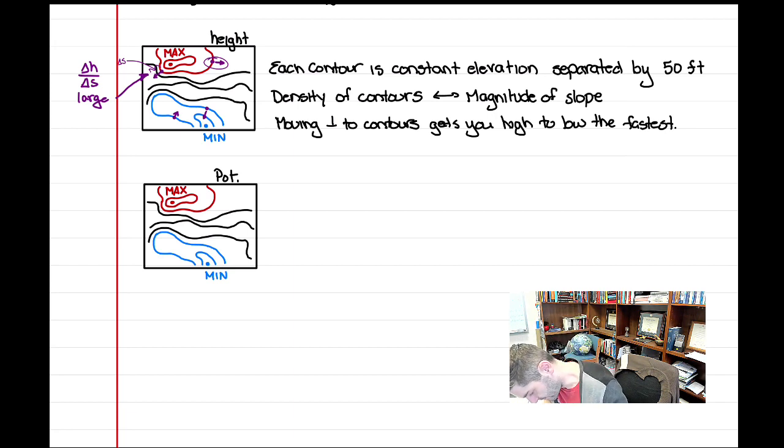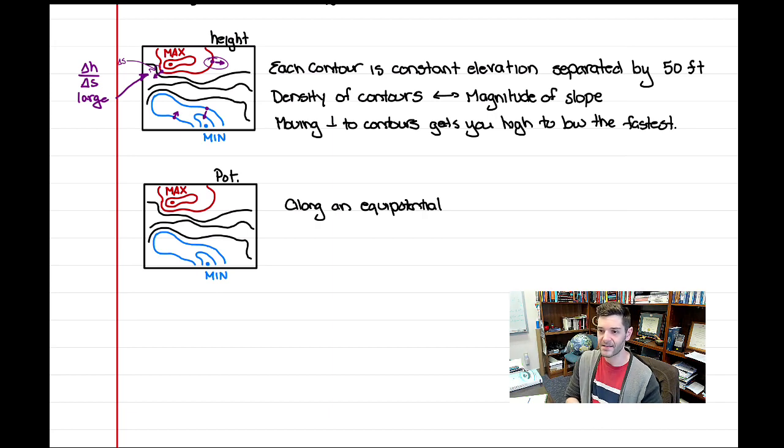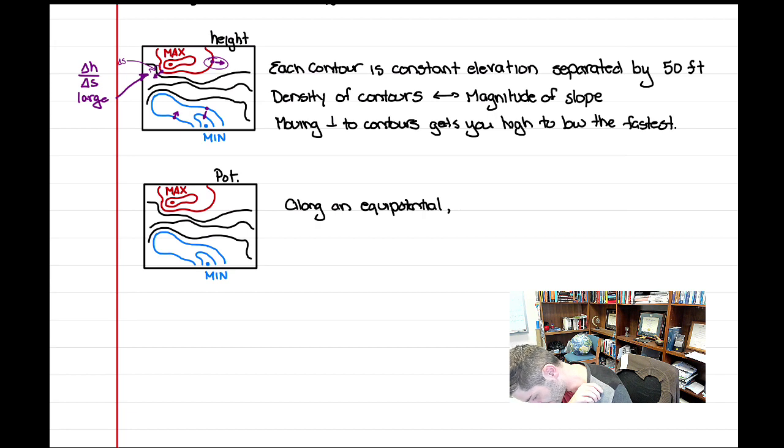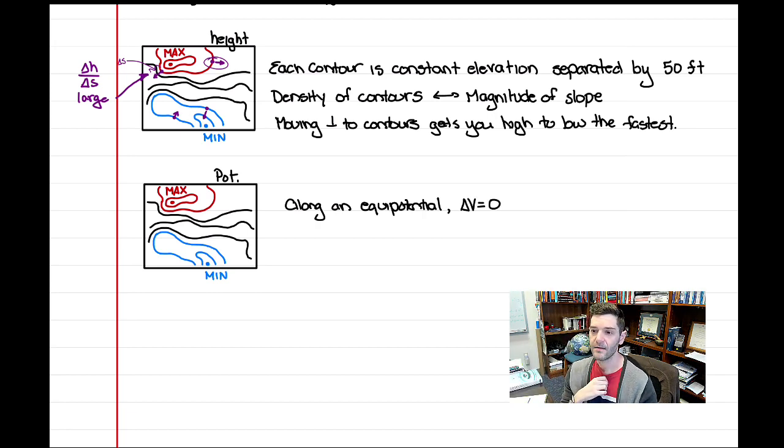So if you think of along an equipotential, the idea is if I take a step along an equipotential line, then delta V is 0. That then will imply, as we'll see in a second, that I must be moving perpendicular to the electric field. So then that gives me a justification of how to draw the electric field lines.